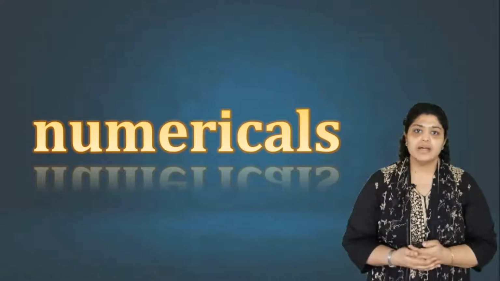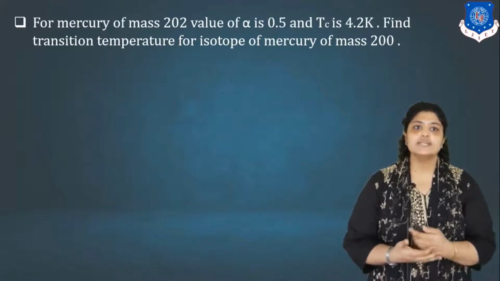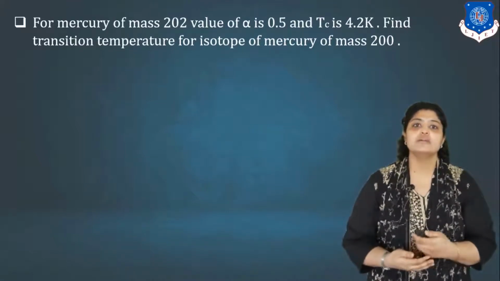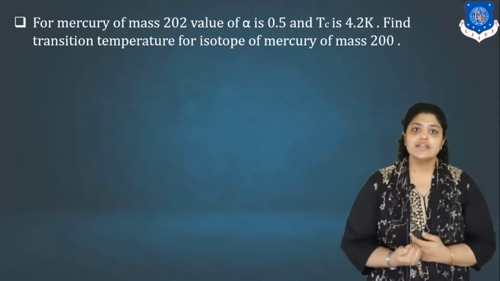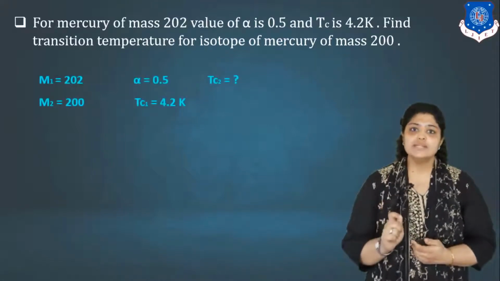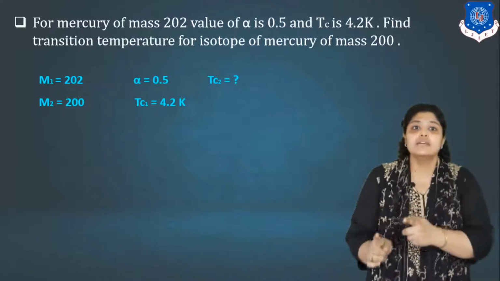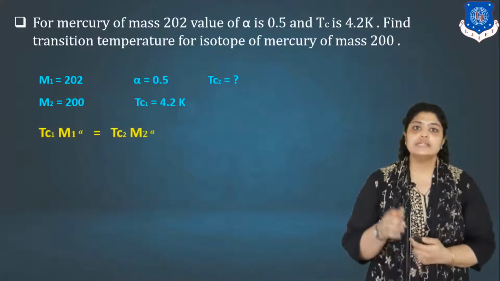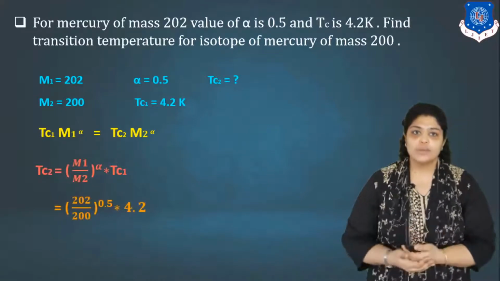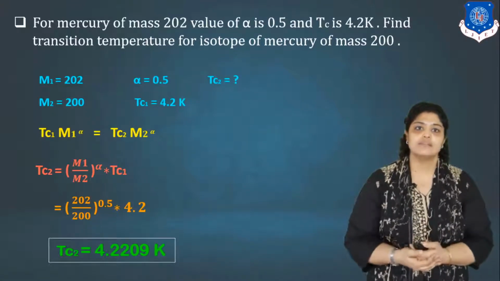So keeping all these formulae in mind, I start the first numerical. For mercury of mass 202, the value of isotopic constant is 0.5 and critical temperature is 4.2 Kelvin. You have to find the transition temperature for mercury of mass 200. So here two different mass values are given. You are also given the value of alpha and one critical temperature. That means M1, M2 are given, the isotopic constant is also given, and one of the critical temperatures, that is 4.2 Kelvin, is given. So we will be using the equation Tc1 M1 raised to alpha is equal to Tc2 M2 raised to alpha. Substituting the values in this equation, we get the answer as Tc2 equals 4.2209 Kelvin.